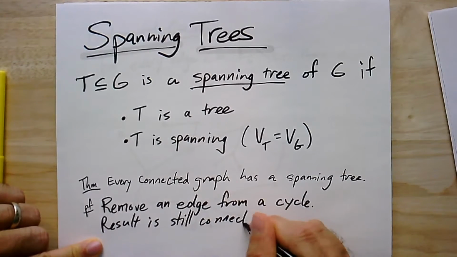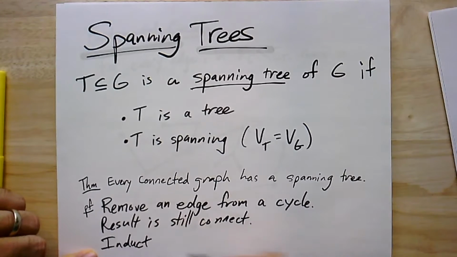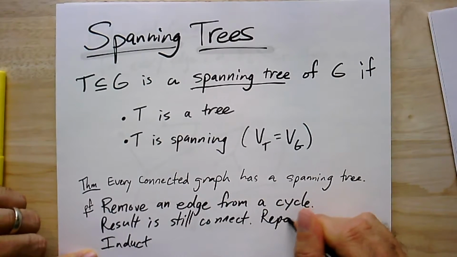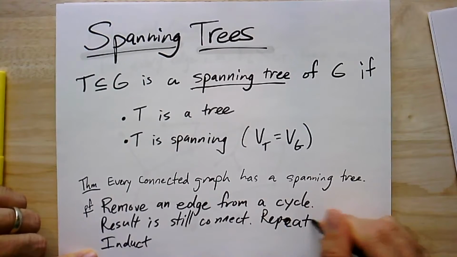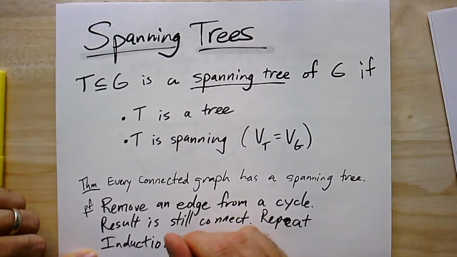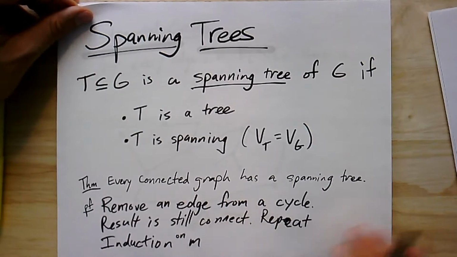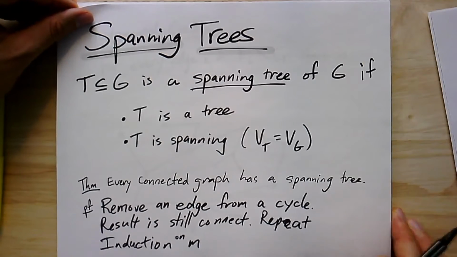And so you could repeat. So the proof here really is a kind of induction on the, let me mention this, repeat. It's an induction on the number of edges. If you were to just continue this process, every time, if there's a cycle, you can remove one edge.